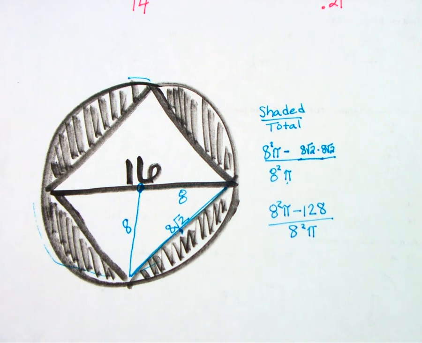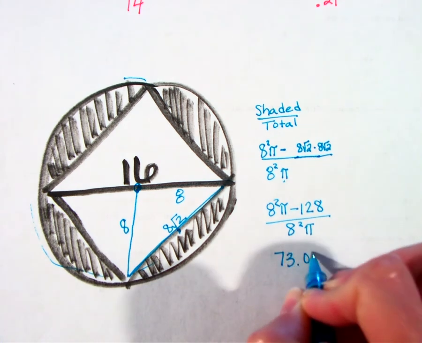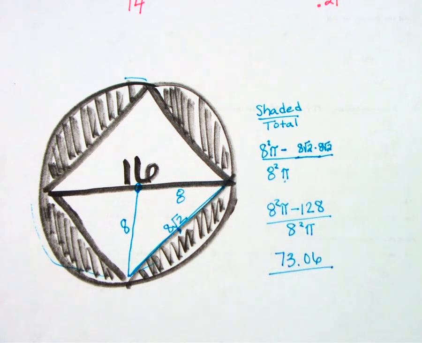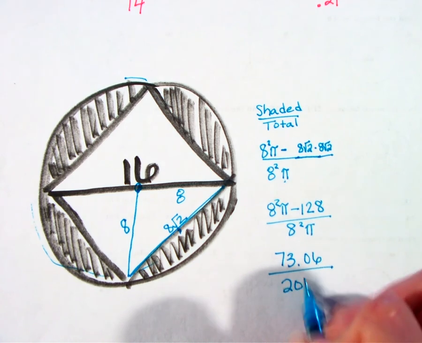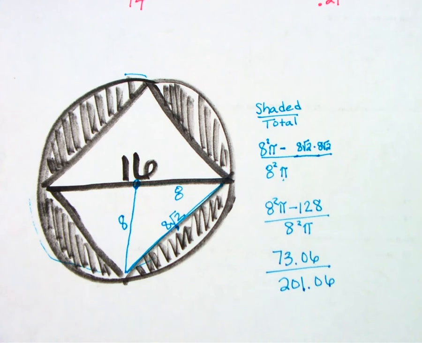So 8 squared pi minus 128 is 73.06. And then on the bottom, 8 squared pi is 201.06. And then you divide those two.